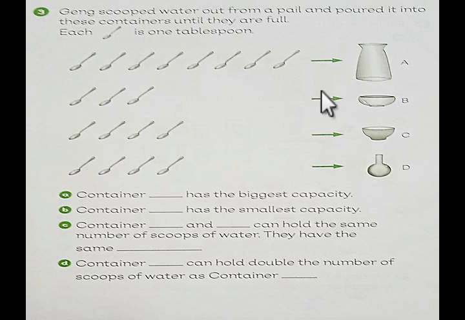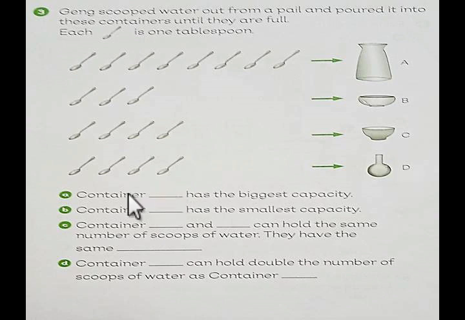Letter B. So how many tablespoons? 1, 2, 3. 3 tablespoons. Then letter C. 1, 2, 3, 4. 4 tablespoons. And letter D. 1, 2, 3, 4. 4 tablespoons in letter D.